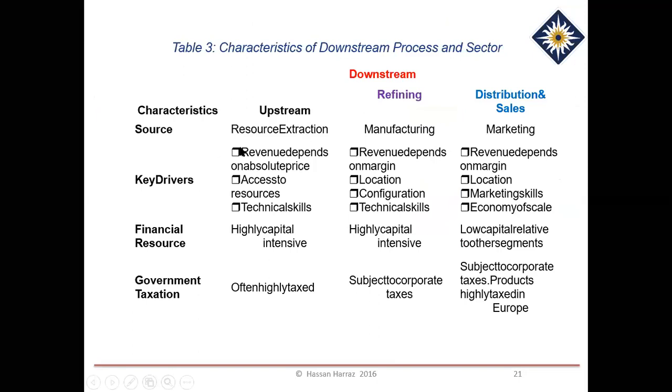In the upstream sector, we have the resource extraction. The key driver is how much money you can spend on it. High capital, you need to invest a lot of money in the upstream sector. Often highly taxed. The government takes a lot of money, let's say 30%, 40%. So you have to have lots of taxes here, and you have to invest a lot of money. As you know, one well costs you millions of dollars. Even the exploration sector asks you to invest millions of dollars. So it's very risky, the upstream section, and it's very uncertain.